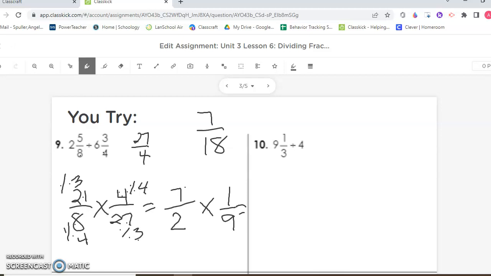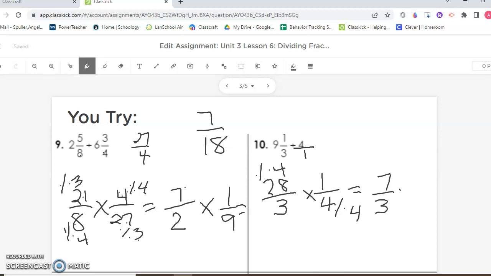Okay, for number 10, 3 times 9 is 27 plus 1 is 28. Thirds times. Now remember, when we have a whole number, you just put a 1 under it. So it's going to become 1/4. I can divide this by 4 and divide this by 4. And I get 28 divided by 4 is 7 over 3 times 1 over 1, which gives me 7/3.